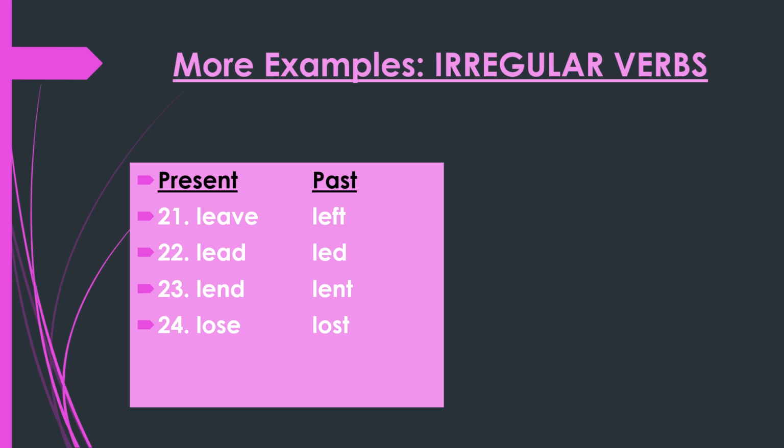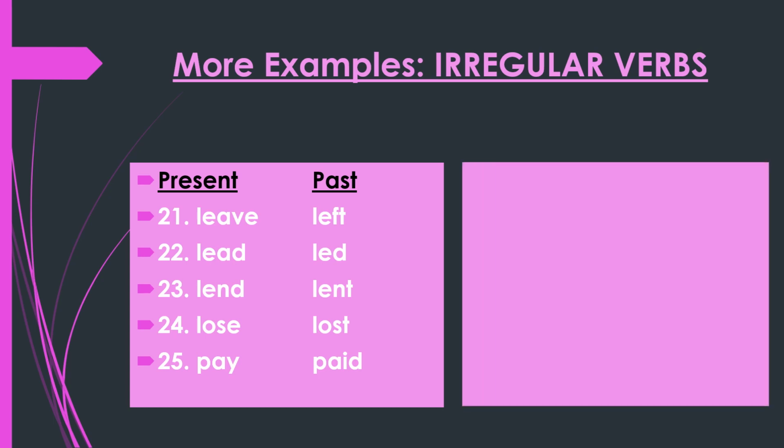That is L-O-S-E. It becomes lost. L-O-S-T. Number 25 is pay. P-A-Y. It becomes paid. P-A-I-D. Number 26 is read. R-E-A-D. In the past form, it becomes read. Although it is spelt the same, that is R-E-A-D, but it is pronounced as red.